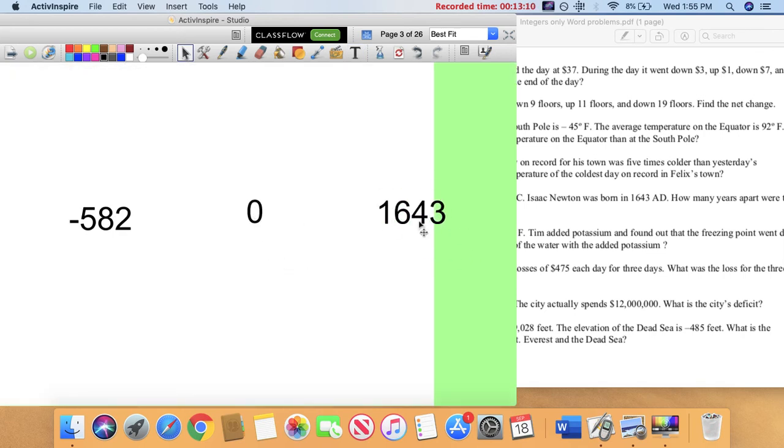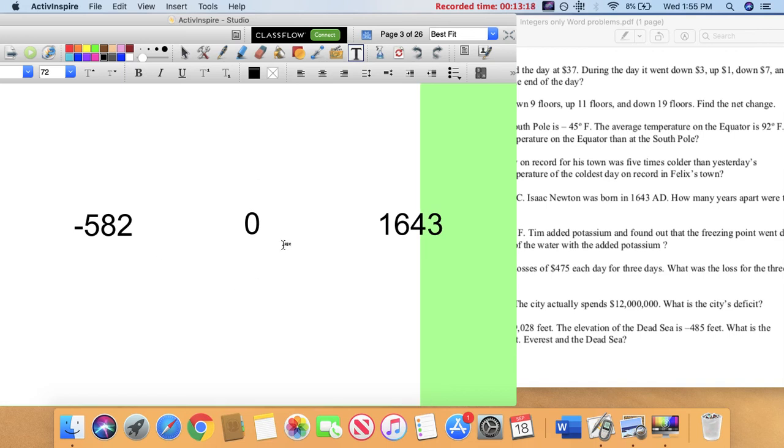So how many years apart are there? One guy was born here and one guy was born here. So there's a lot of years apart. From 582 to year 0 is 582 years. From 0 to the year 1643 is how much? 1643 years. What do I do with those two numbers? We're going to add them. 582 plus 1643 is 2,225. They are 2,225 years apart.